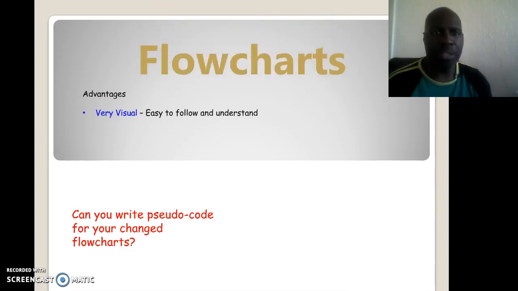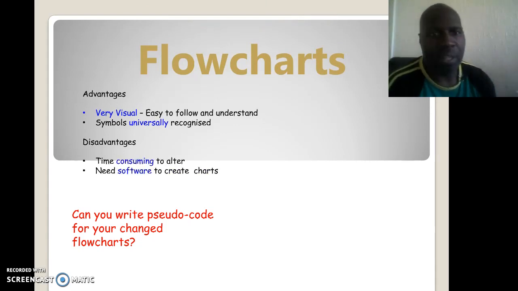The advantages of flowcharts we're going to look at next. And the advantages are they're very visual, they're easy to follow and understand, and the symbols, so the oval symbol for start and stop, the parallelogram for input or output, the rectangle for action, they're universally recognized. So those are the advantages. Disadvantages are they're time consuming to alter, and you need software to create the charts. And the question at the end there is, can you write pseudocode for your change flowcharts? Have a look at that.